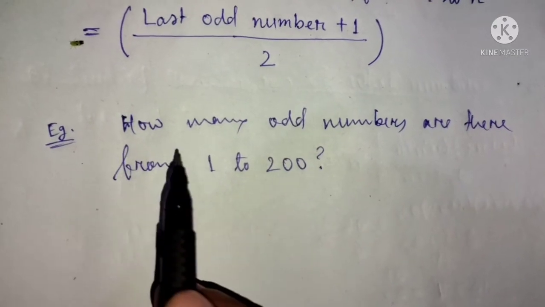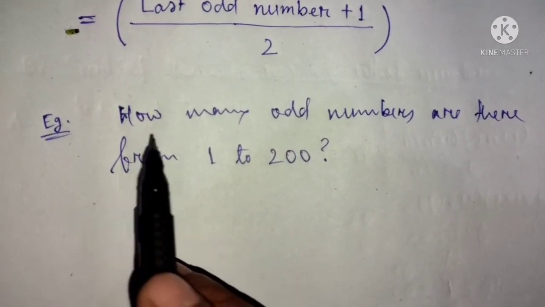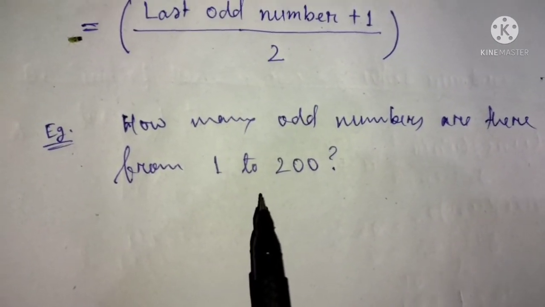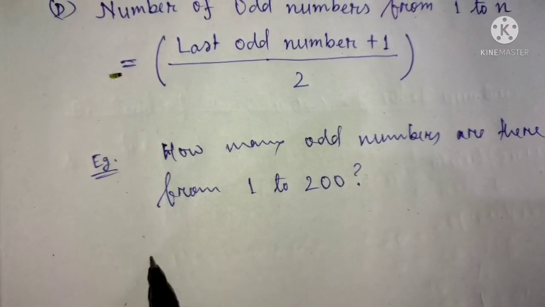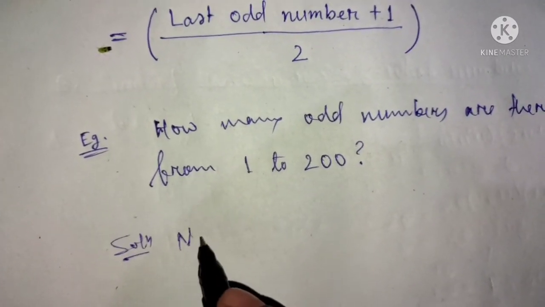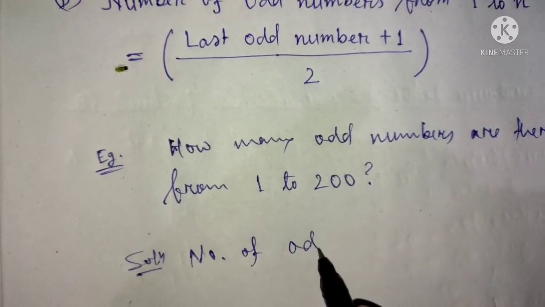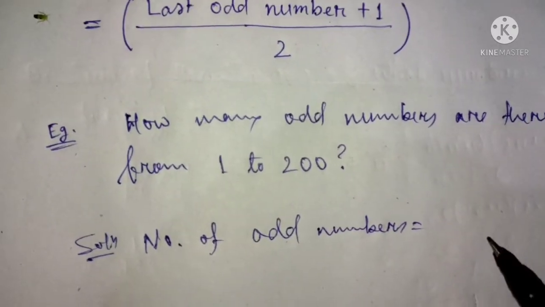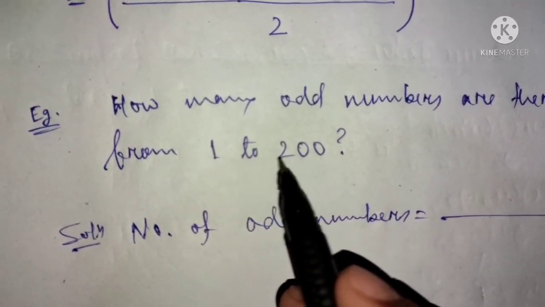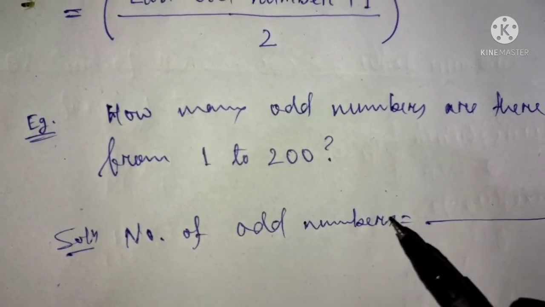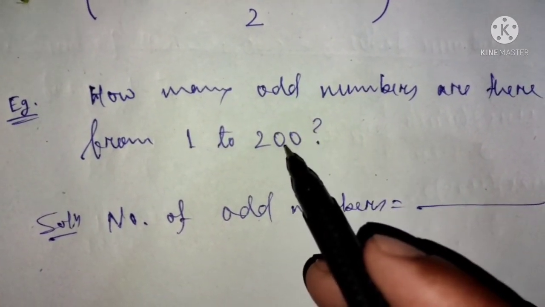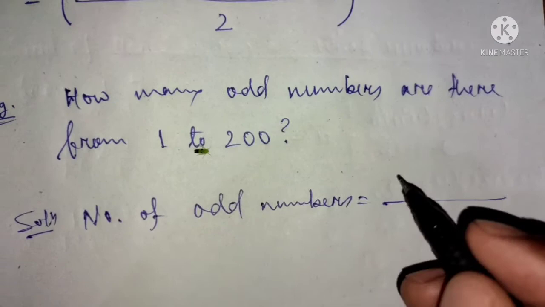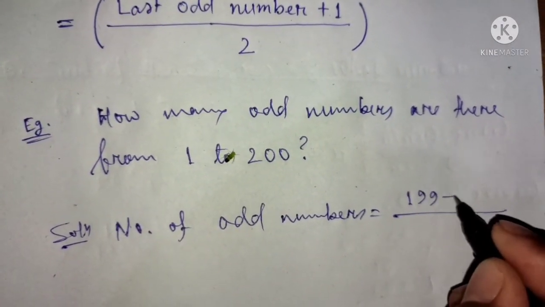As an example, I am considering here one question: how many odd numbers are there from 1 to 200? So if it is asked, the solution will be: number of odd numbers. From 1 to 200, which is the last odd number? You know this 200 is not odd, it is even. So before this even number there must be an odd number, which is 199. So that means 199 should be given.